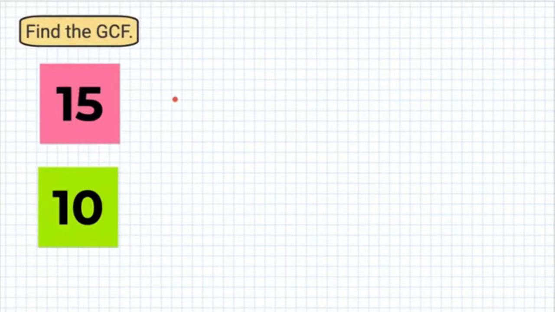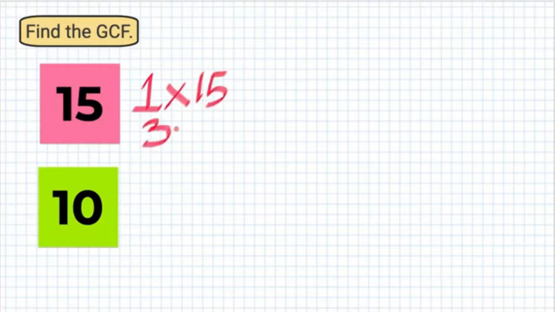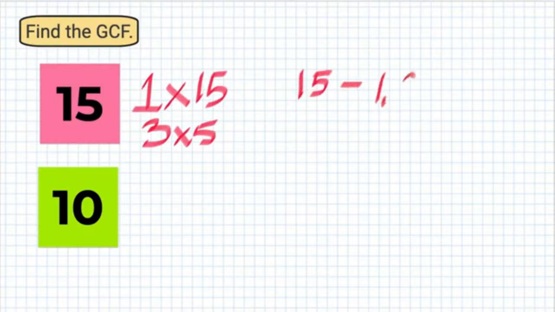By using the listing method, you need to think of numbers that when you multiply, the answer is 15. So the numbers are, I guess, you will say 1 times 15, and that's correct. We can also say 3 times 5. I know there are no more numbers that can be multiplied to get 15. Only 1 times 15, 3 times 5. So therefore, the factors of 15, we need to write them in ascending order, least to greatest. So we can have 1, 3, 5, and 15 here.